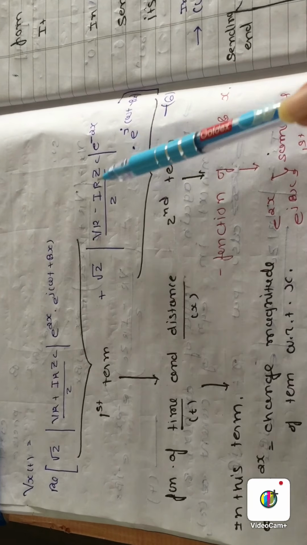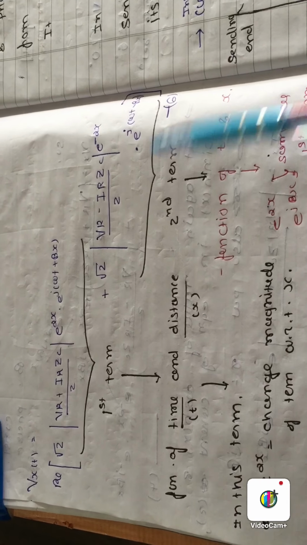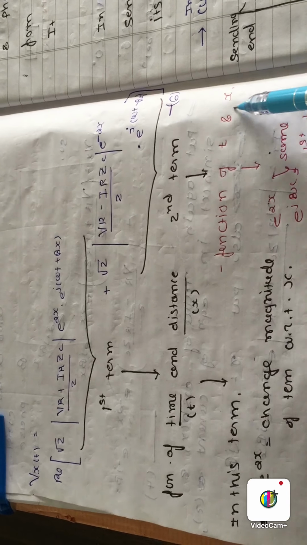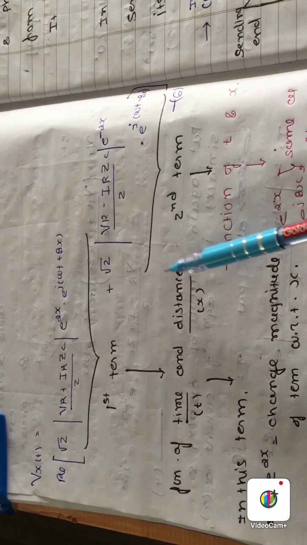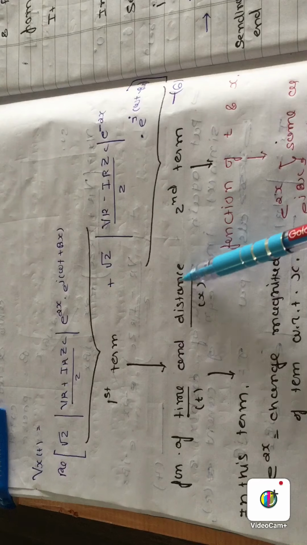The same in the second term: it is also a function of time and x. Time is represented by t, x represents the distance. Here you have to keep in mind that x represents the distance from the receiving end.